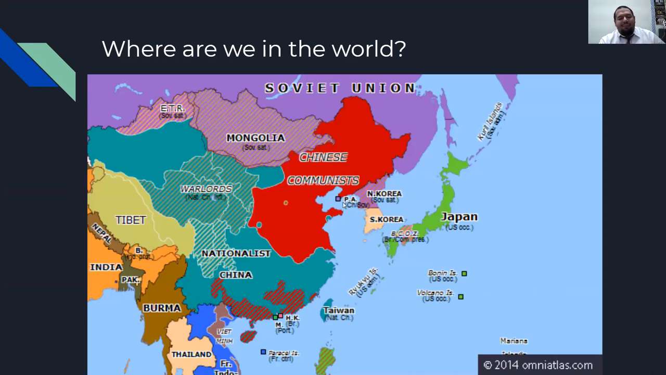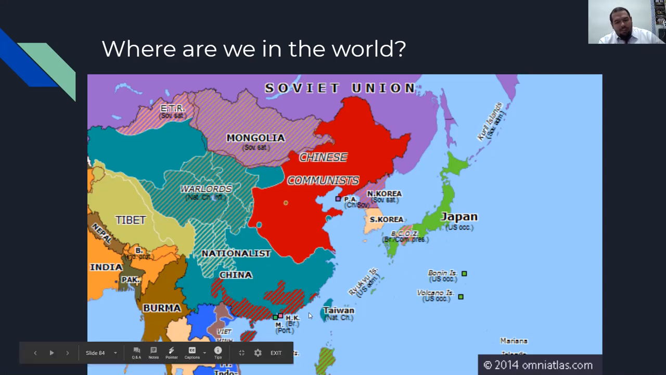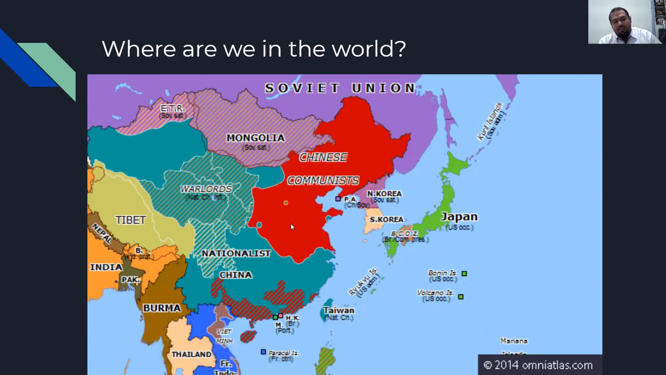All right, so where are we at in the world? This is shortly after World War II ended. You have the Soviet Union, you have the Chinese communists, you have North Korea, which is a Soviet satellite, you have South Korea, you have Japan under U.S. occupation. So you have Taiwan. Here you have a mix. And you have nationalist China in the south. Okay? So this is what it kind of looks like.